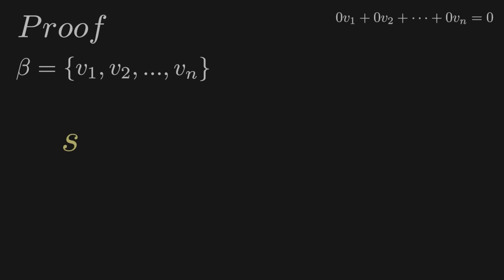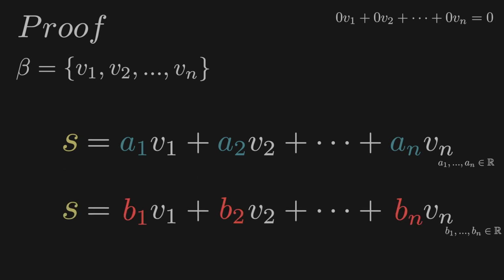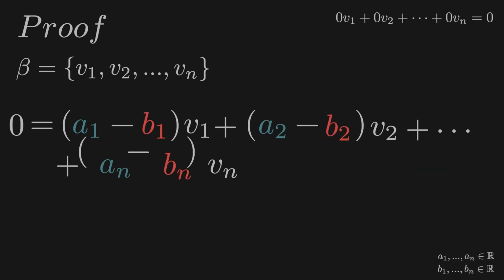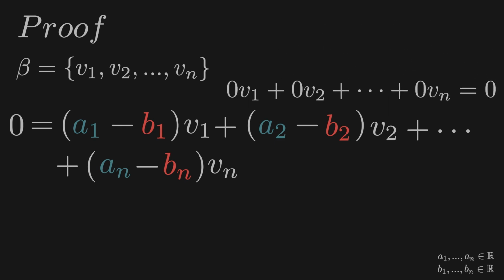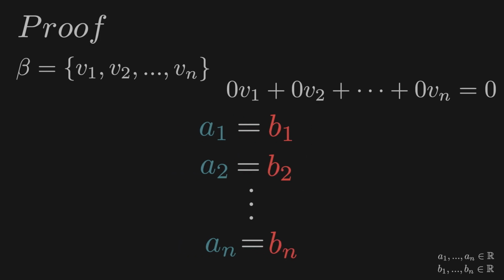Now we consider a vector s in the vector space. Since we assumed beta is a basis of V, we should be able to write s as a linear combination of the vectors in beta. So let's suppose s equals a1 times v1 plus all the way up to an times vn, and also s equals b1 times v1 plus all the way up to bn times vn. We can subtract the second equation from the first one. Combining like terms, we get that 0 is equal to (a1 minus b1) times v1 plus all the way up to (an minus bn) times vn. But beta is linearly independent, so by definition, all of the coefficients are equal to 0. So a1 equals b1 all the way up to an equals bn. This shows us that the coefficients are the same, which tells us the representation is unique.